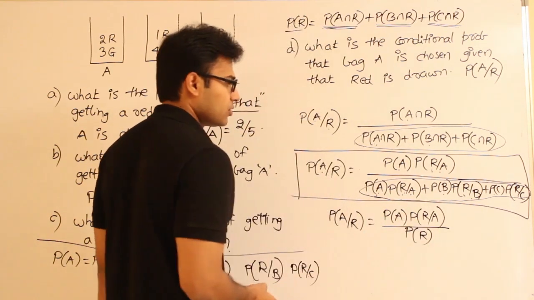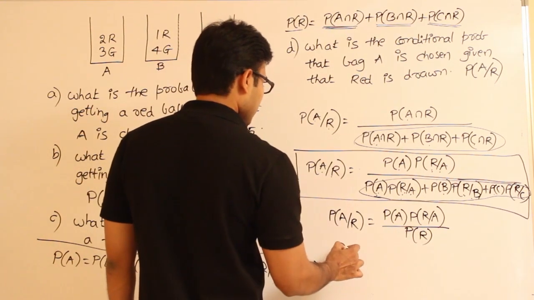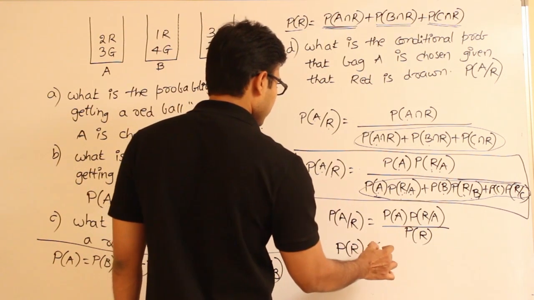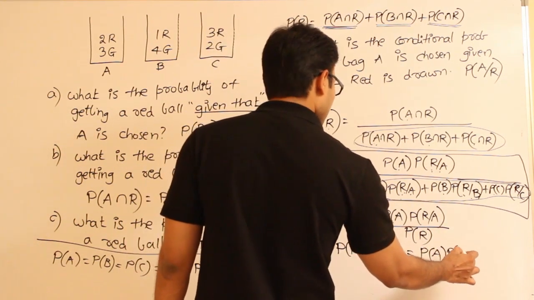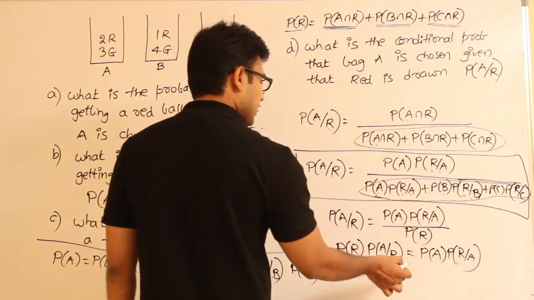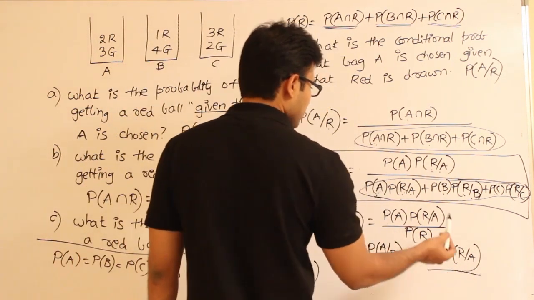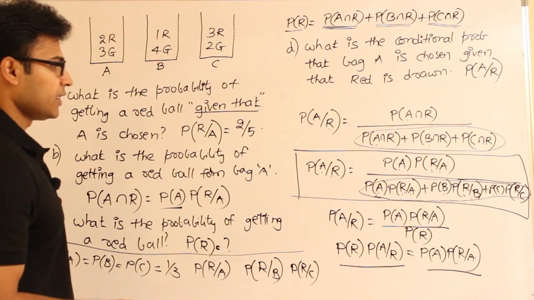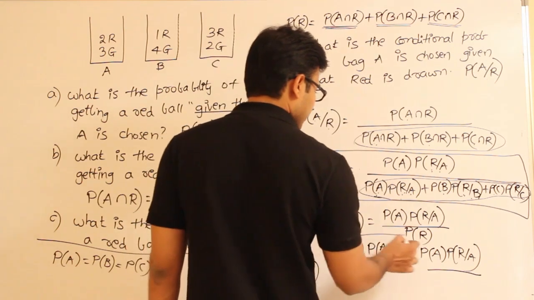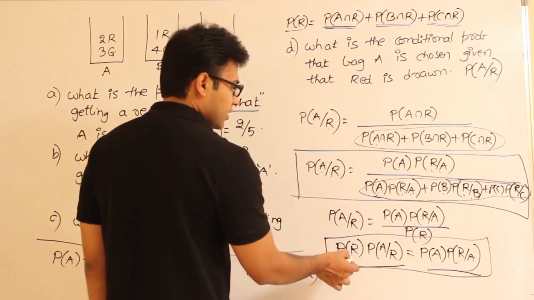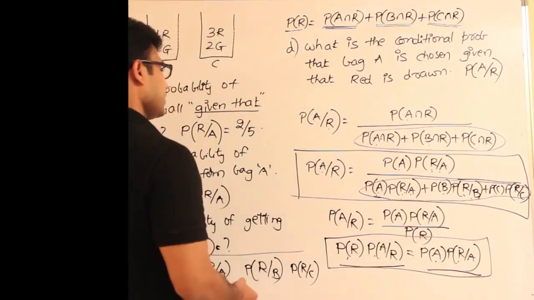Now you just multiply both the sides with P of R, then what do I get? It is equal to P of R into P of A given R is equal to P of A into P of R given A. Now we know that the left hand side is equal to P of R intersection A, as well as the right hand side is also equal to P of R intersection A. So that is why this formula is valid. This is the proof, isn't it? Check this. This is nothing but P of R intersection A. This is also nothing but P of A intersection R. Both are one and the same, right?